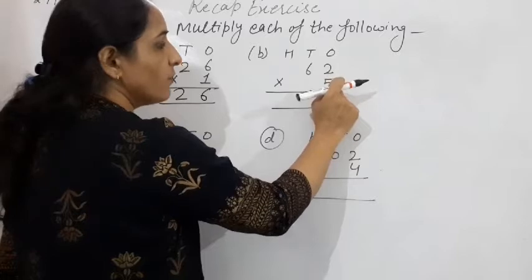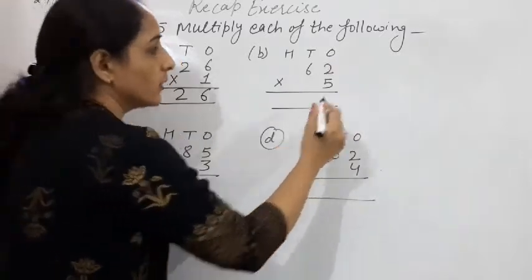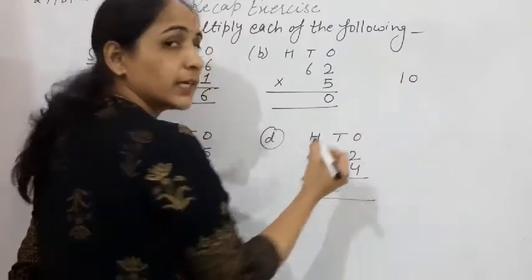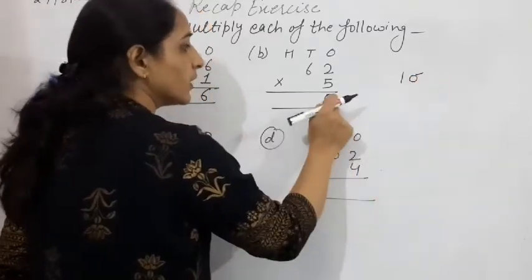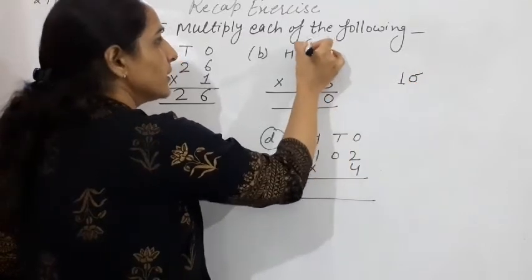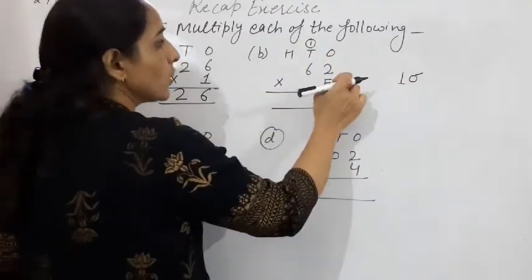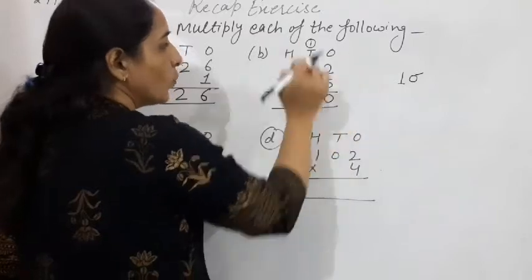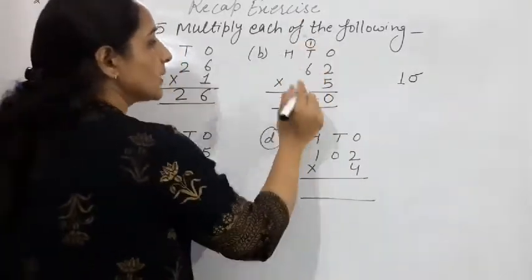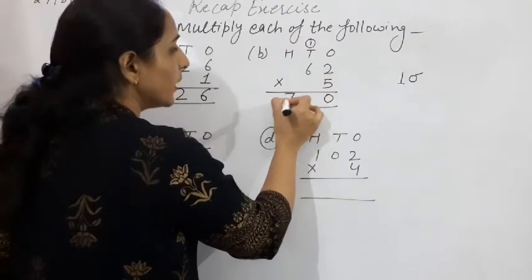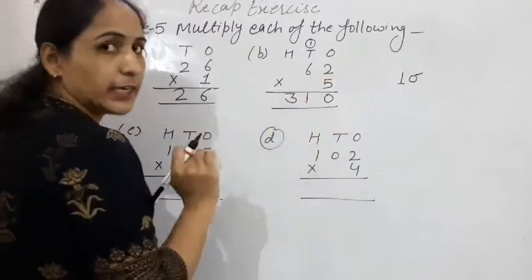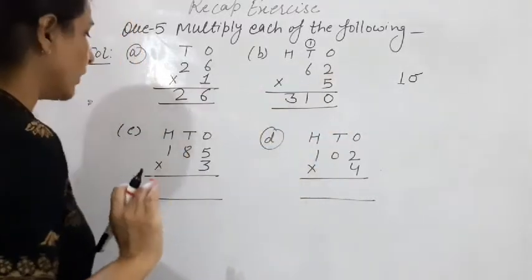5 1s are 5, 5 2s are 10. We write 0. Here 5 1s are 5, 5 2s are 10. So we write the ones place here and the tens place, this one, we write as carry here. Clear? Now after that 5 2s are 10, 1 carry, 5 6s are 30. 30 plus 1 is 31. Clear? 5 2s are 10, 1 carry, 6 5s are 30, 30 and 1 is 31 here.